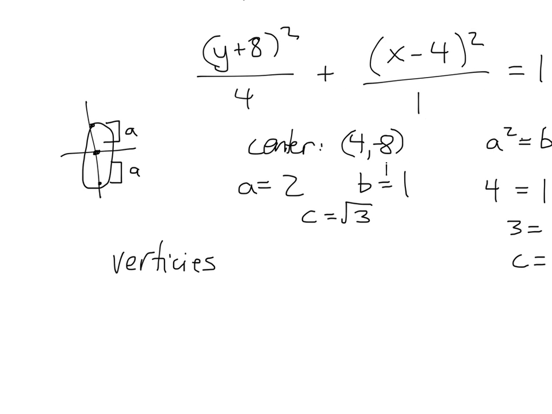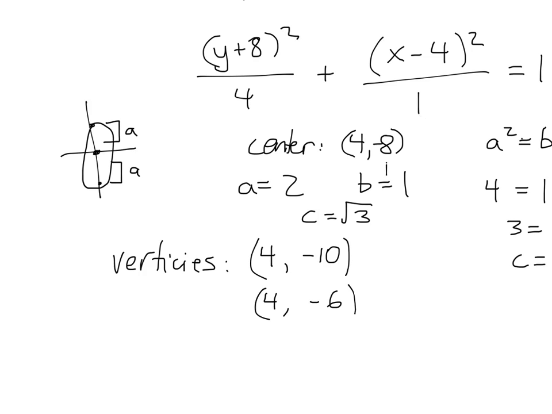So the vertices are going to be 4, the x values are going to stay the same, (4, negative 10), and (4, negative 6). So those are our 2 vertices.